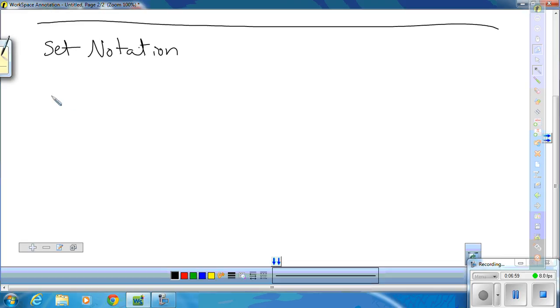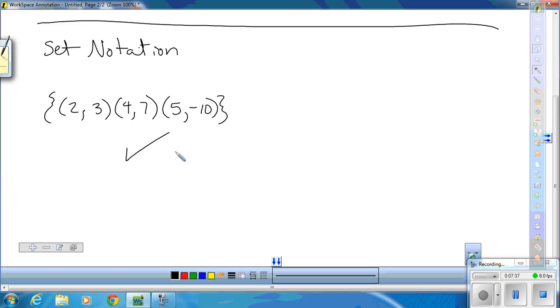if I have set notation, let's say I have the set (2, 3), the same one we had last time, (4, 7), and (5, negative 10). It's a small relation. When I look at this, I'm looking for consistency. So I've got 2, and when I plug in 2, I get out 3. Well, that's the only place I have 2. So every time I plug in 2, I'm going to get out 3. If I plug in 4, I'm going to get out 7. And it's the only 4, so every time I get 7. If I plug in 5, I'm going to get out negative 10. This one was consistent. It is a function.